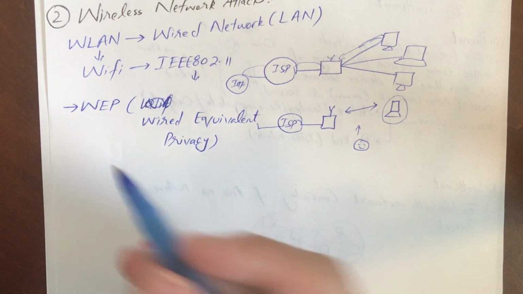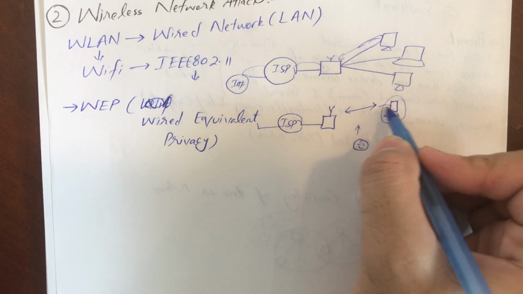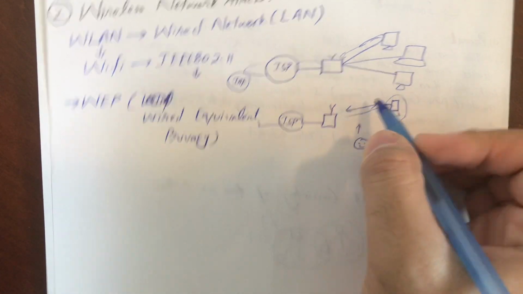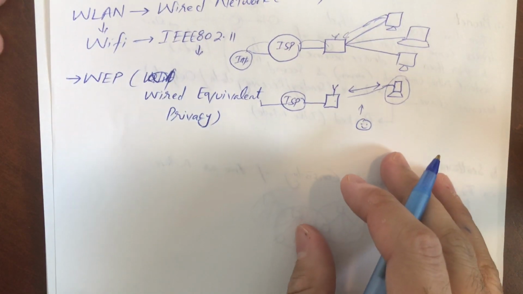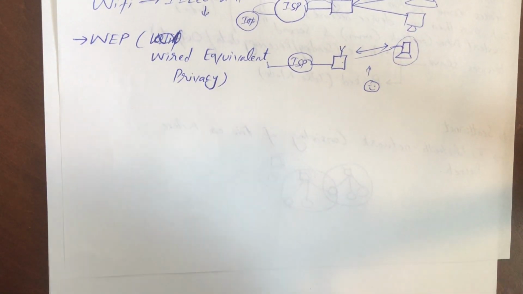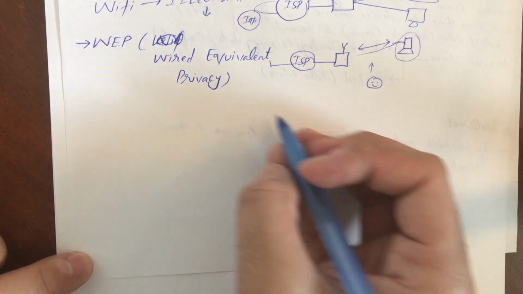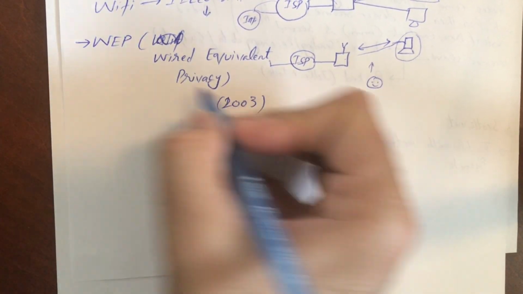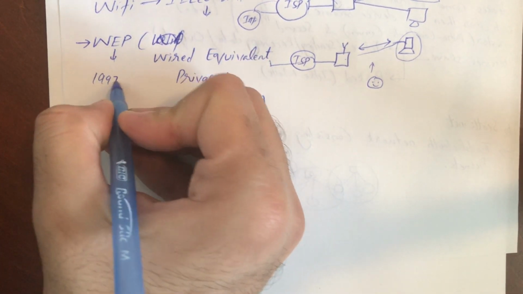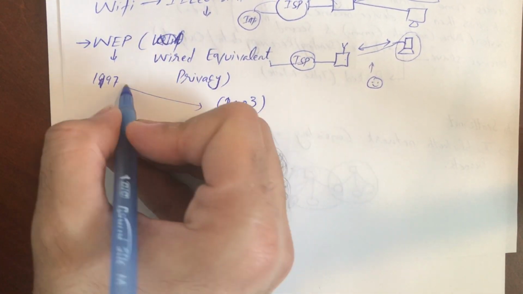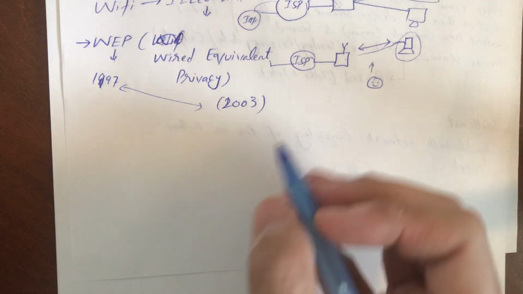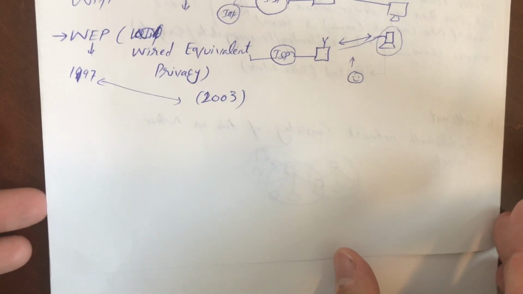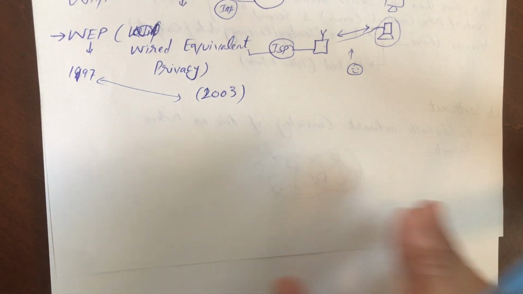By using this algorithm, whenever you transmit any data from your computer to this access point, it goes in an encrypted form. So WEP received good attention, and people started adapting this technology. But the problem with WEP was that it was reported to be vulnerable somewhere in 2003. It was introduced in 1997, and it had a decent life until 2003. Still, some of the Wi-Fi routers still use WEP.